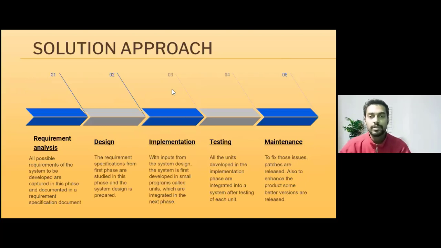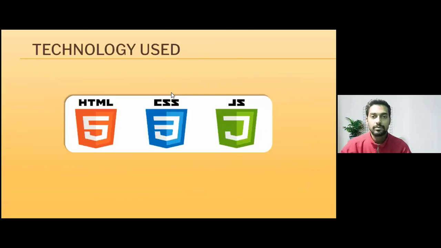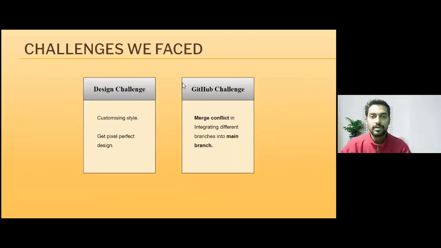Our problem statement is to clone an e-commerce website, ubuy.com. Our solution approach is the waterfall model. The technologies that we used are HTML, CSS, and JavaScript. The challenges that we faced are getting a pixel perfect design and merge conflicts in GitHub.